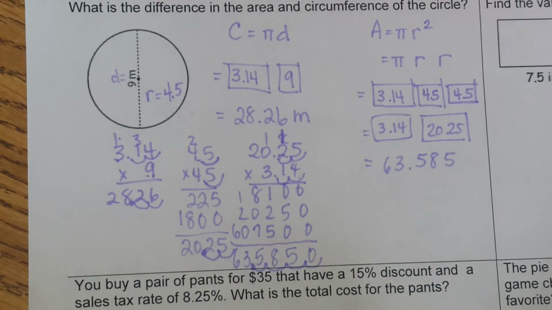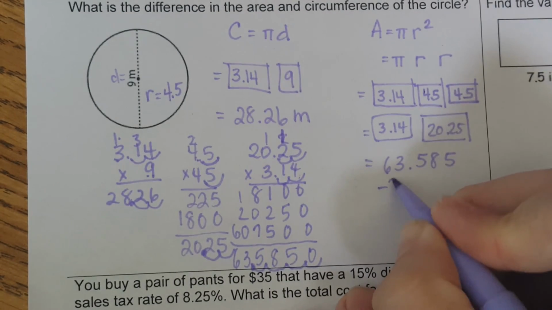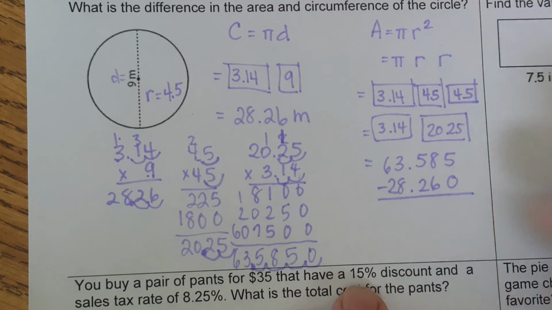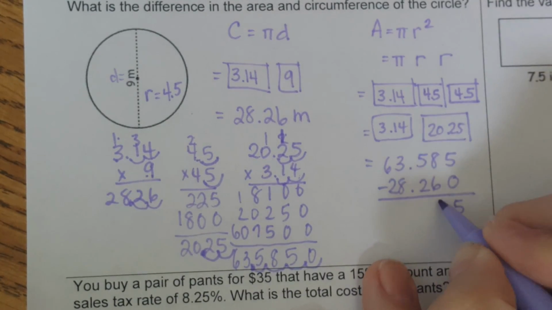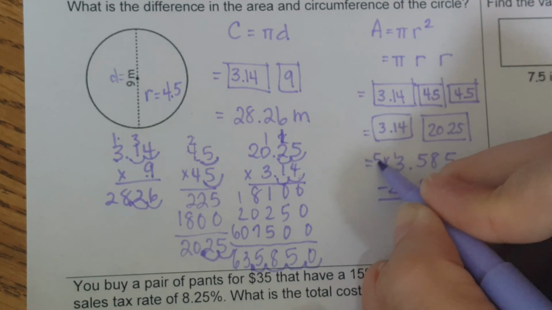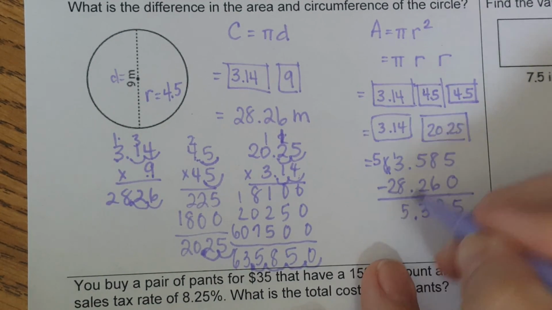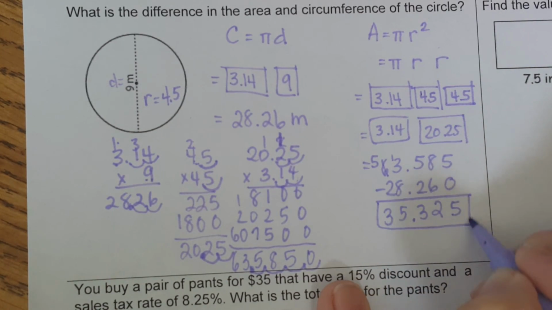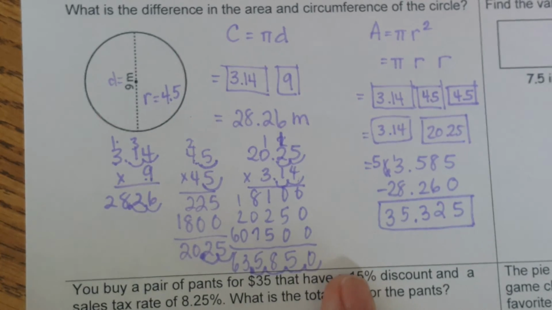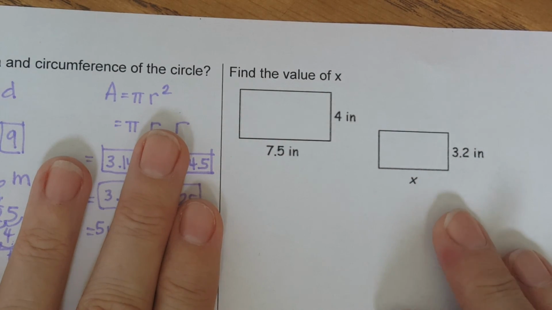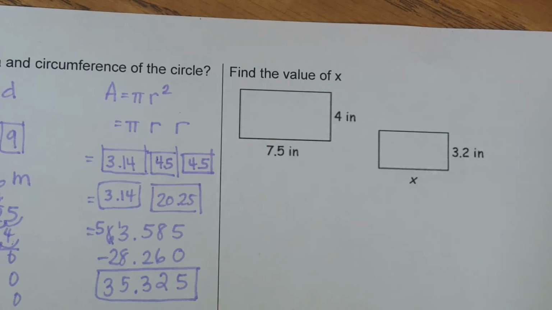So we're going to have to subtract the circumference, 28.26, remember to line up those decimals, from the area. And we get 5, 2, 3, borrow here, that becomes a 5. 13 minus 8 is 5. 5 minus 2 is 3. And our difference is 35.325. Okay. The next one asked us to find the value of x. And it gives us these numbers, and we're going to figure out the difference.